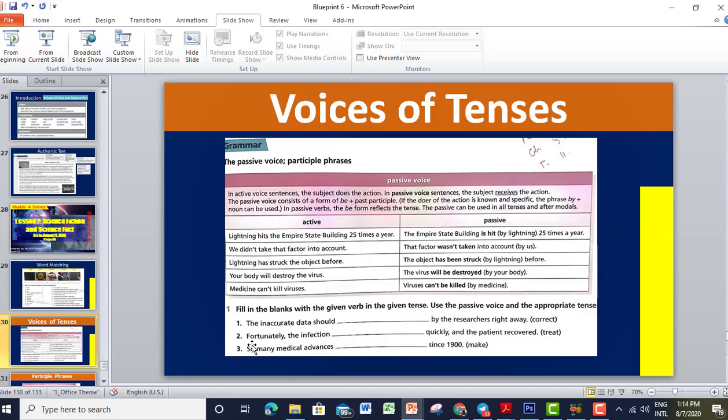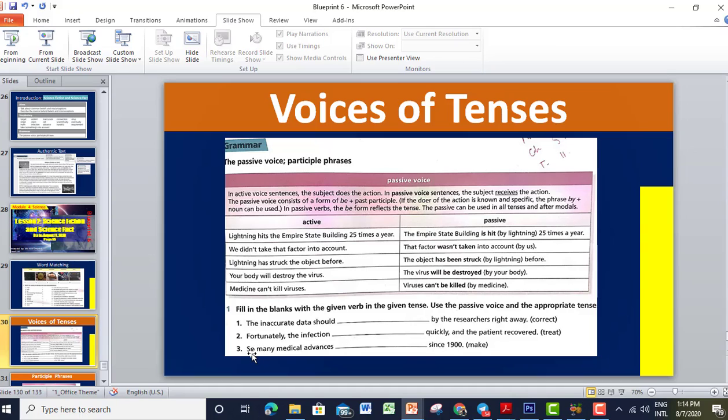And number two: fortunately, the infection quickly and the patient recovered. We use the word treat. So we form the past tense because the patient recovered. So here you have to use the past simple tense as well, but in the passive voice. Okay, so: fortunately, the infection was treated quickly and the patient recovered.